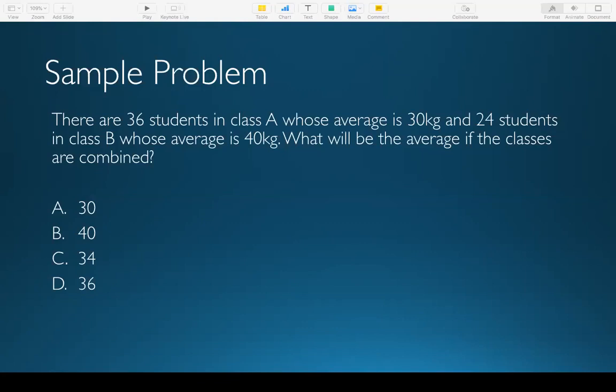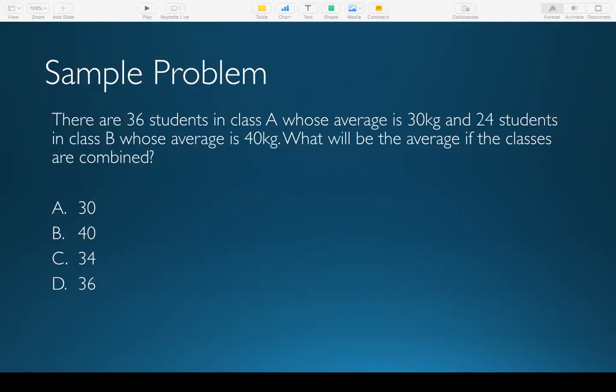It will be true only in one scenario, and that scenario is when the number of students in one of the two classes is zero. Only in that scenario, the answer can be 30 or 40. But if there is at least one student in both the classes, then the combined average will always be between 30 and 40. Okay. So using that concept, since the number of students is non-zero here, we could have easily said that option A and option B cannot be true.